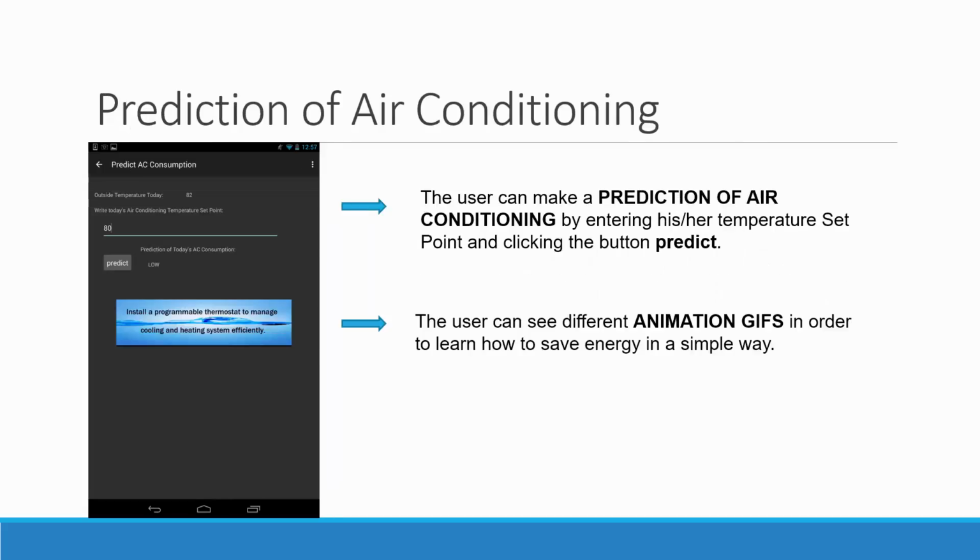Prediction of air conditioning. The user can make a prediction of air conditioning by entering his or her temperature set point and clicking the Predict button. The user can see different animation GIFs in order to learn how to save energy in a simple way.